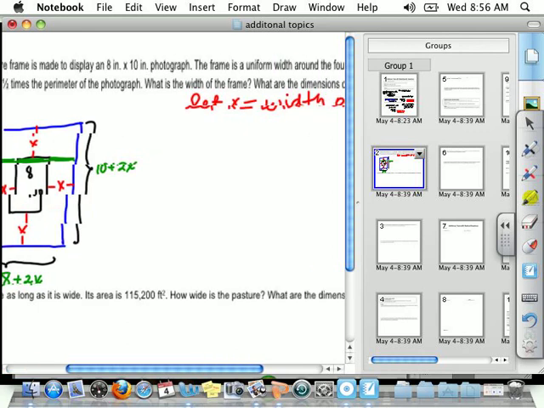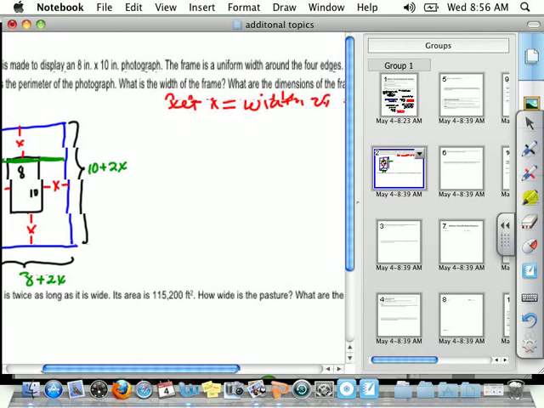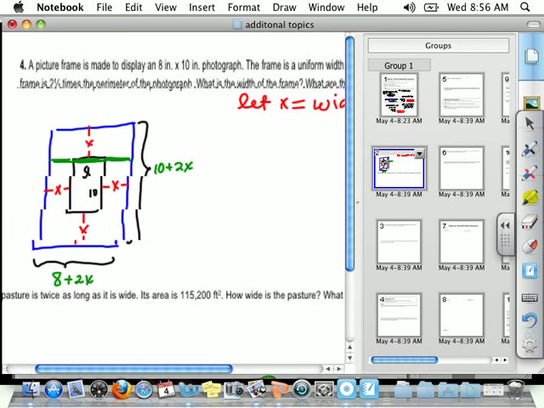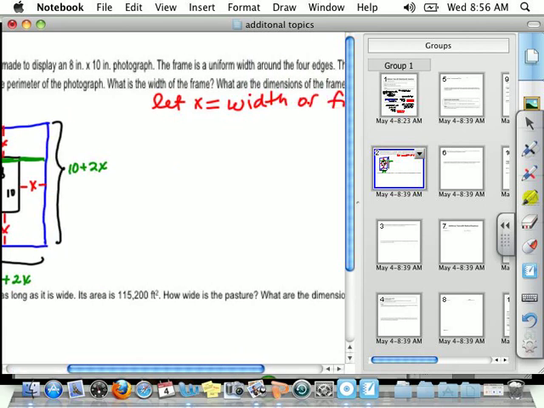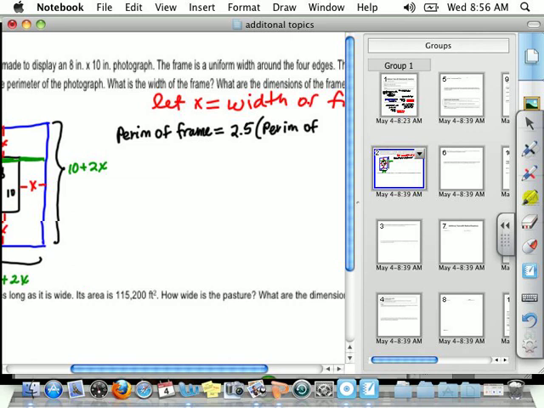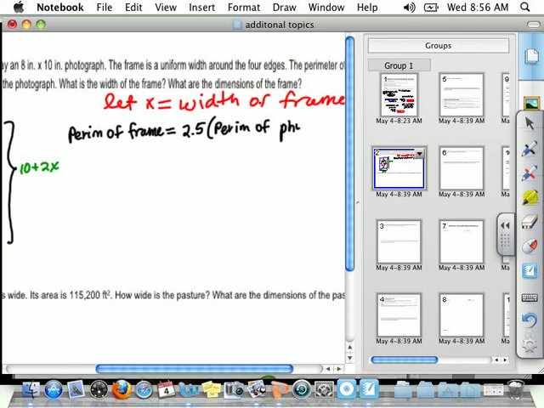Okay, then we read our question, and it says the perimeter of the frame is 2.5 times the perimeter of the photograph. So perimeter of frame equals 2.5 times the perimeter of the photo. Okay, so we need to set up an equation. So how do we write the perimeter of the photo? We'll start with the easy one.